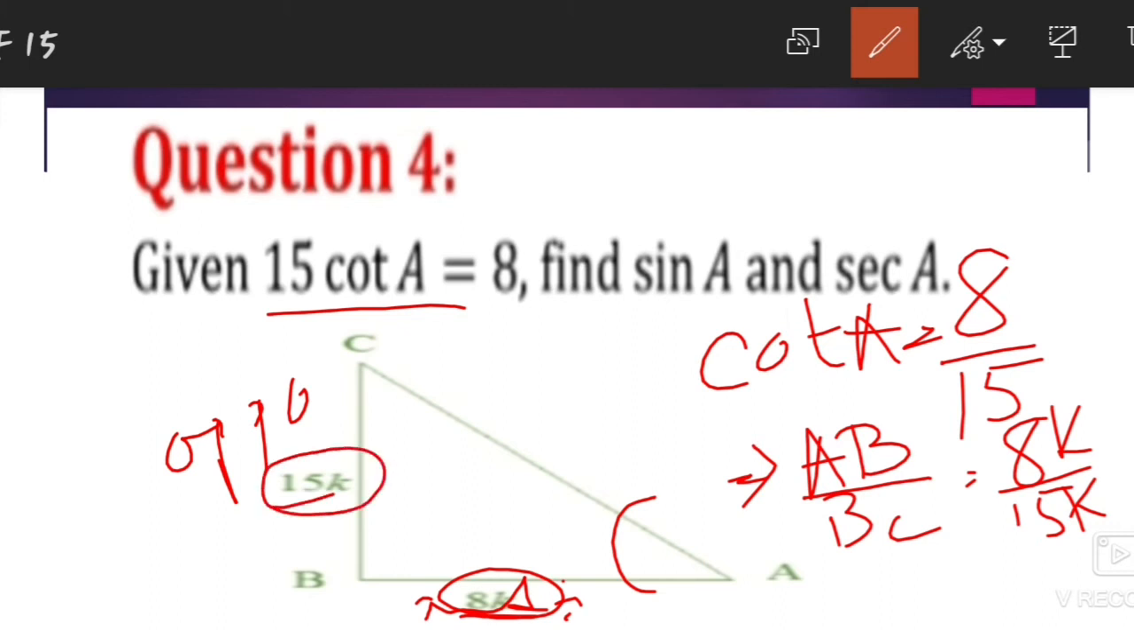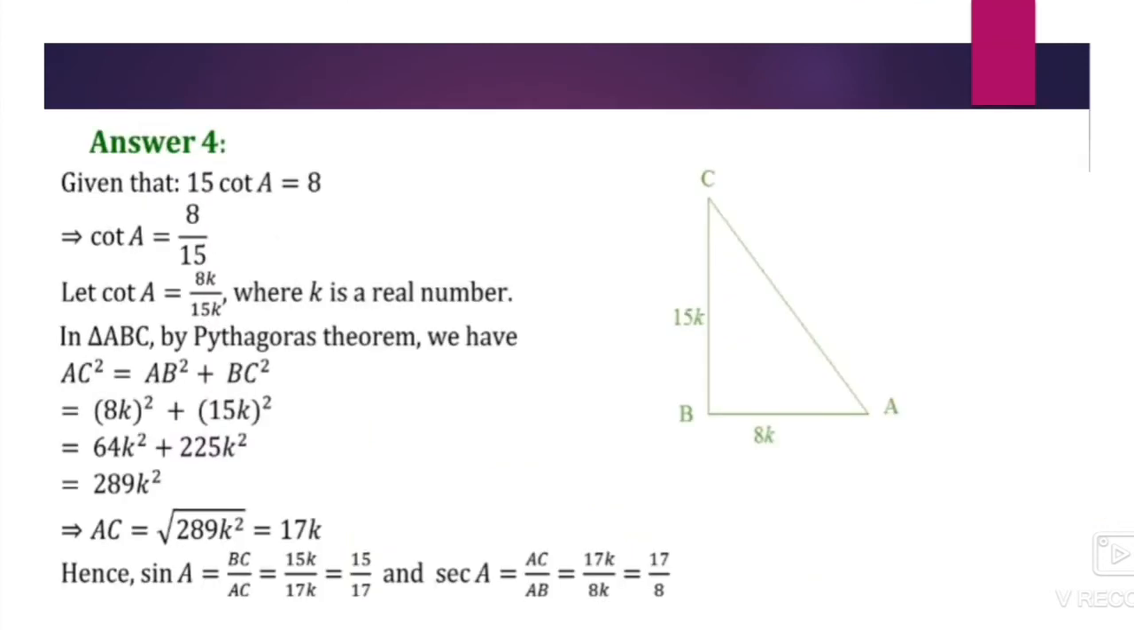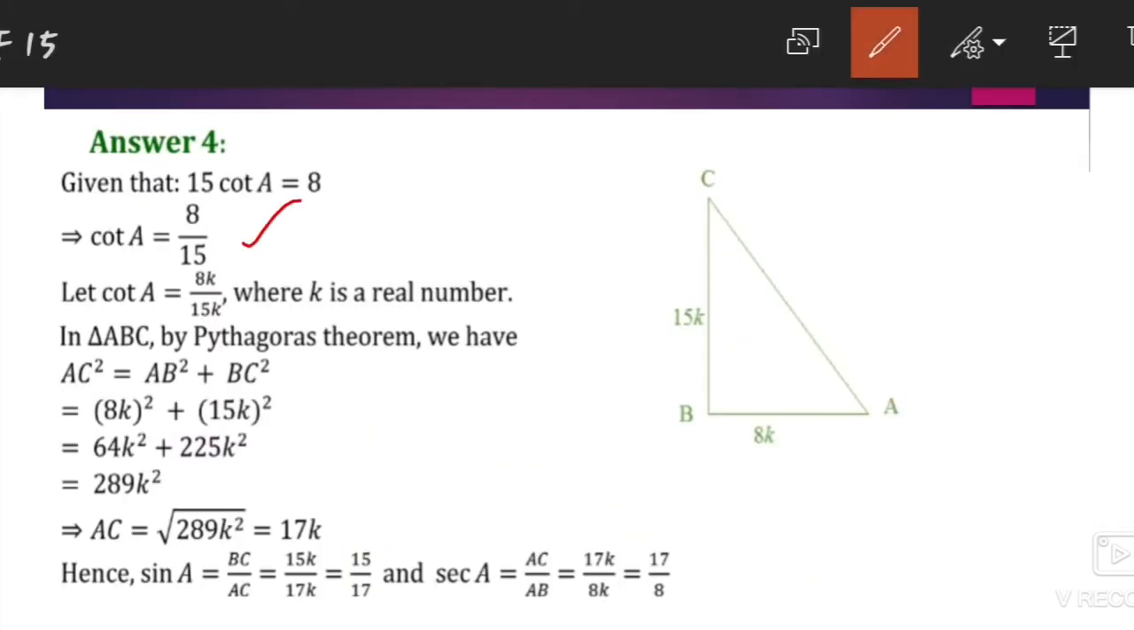Now you don't know the value of the hypotenuse AC, so by using the Pythagoras theorem, you will find it. Look at the solution. Cot A is equal to 8 by 15, and you are considering it as 8K by 15K. So this is 8K, this is 15K. If you use the Pythagoras theorem, you will get the value of AC as 17K.